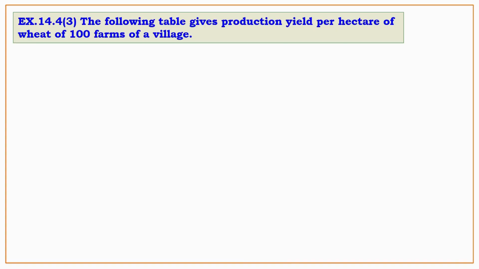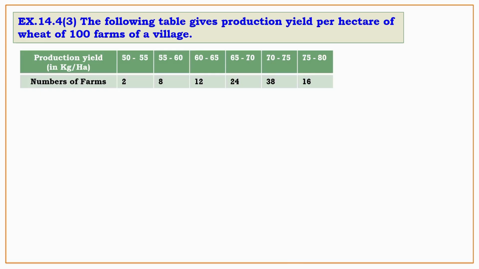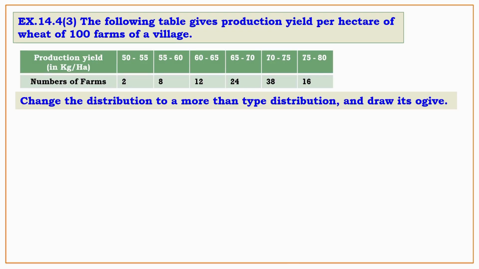Now let's take a look at another problem. The following table gives production yield per hectare of wheat of 100 farms of a village. So this is the table, production yield in kilogram per hectare and number of farms. Change the distribution to a more than type distribution and draw its Ogive. So earlier it was less than type distribution, and here we have to convert this to a more than type distribution and draw its Ogive.